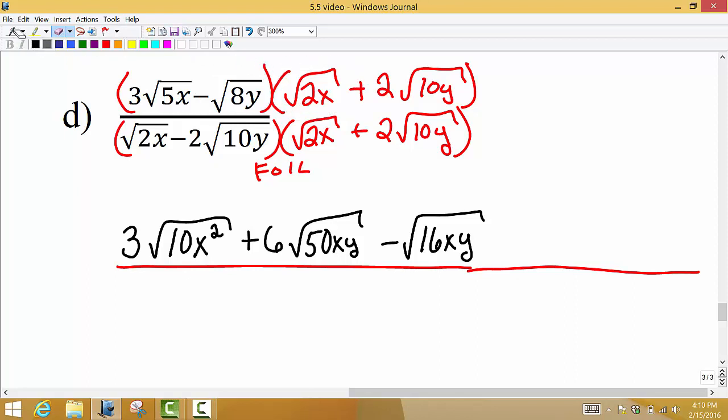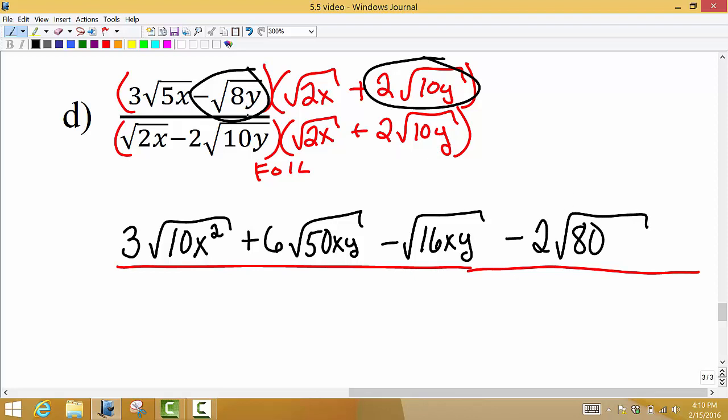And then last times last. So we're going to multiply the last term in both. That's a negative times a positive, which gives us a negative. The only value that's on the outside for both of them is a 2, so we're going to write down the 2, and we're going to multiply inside times inside, so 8 times 10 gives us 80, and then y times y gives us y squared. So there is what we get across the top.